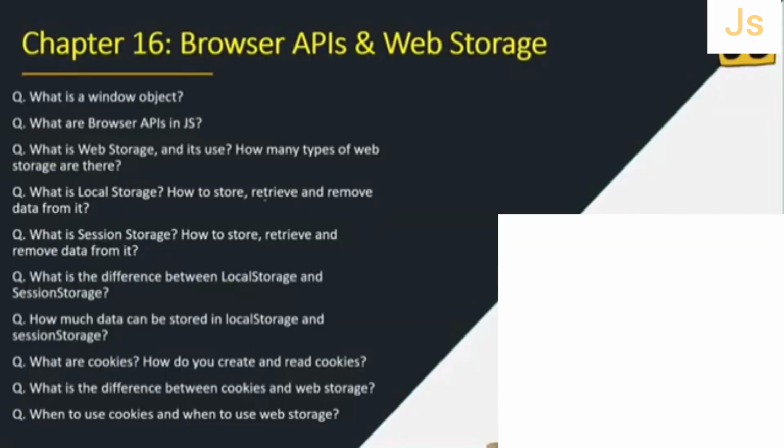Congratulations on completing the asynchronous programming sections. That was like a milestone. In this chapter, we will cover questions on browser APIs and, most importantly, web storage. We will start with the window object, then cover all the browser APIs and their methods, okay? And then we will cover questions on local storage, session storage, and cookies.